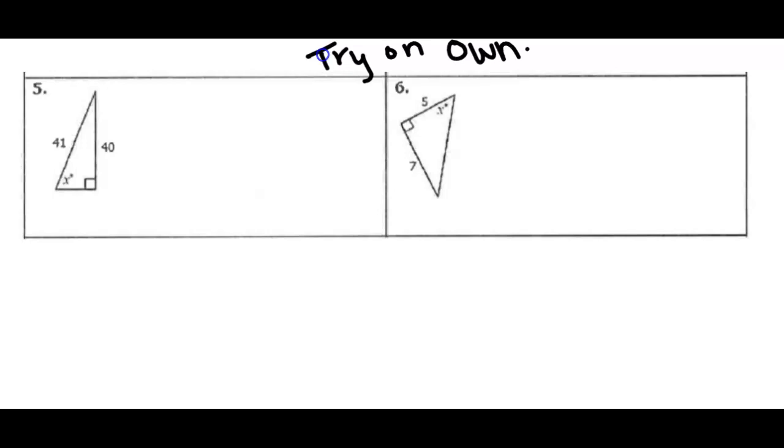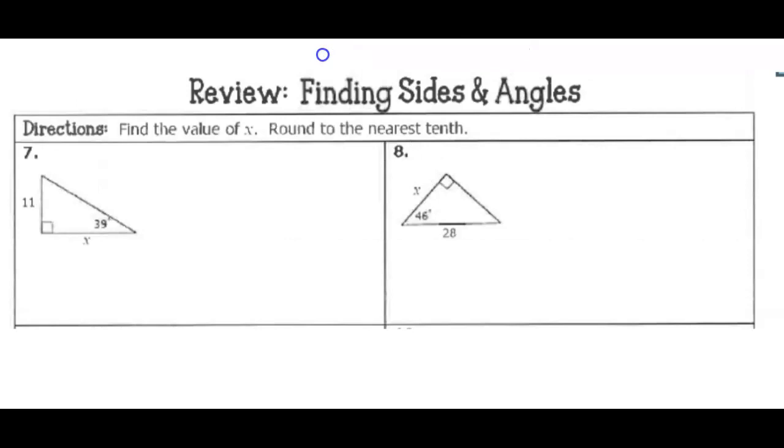And the sub will have the key, and you can check those two. Then I'm going to move down to the bottom where it says reviewing finding sides.